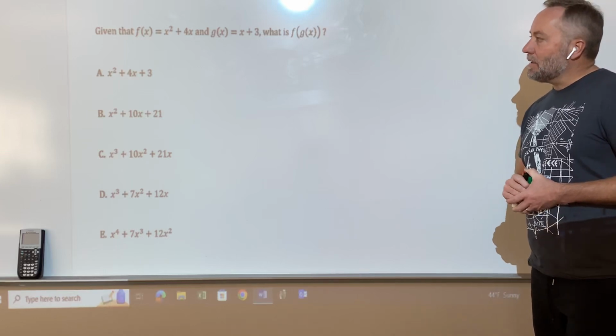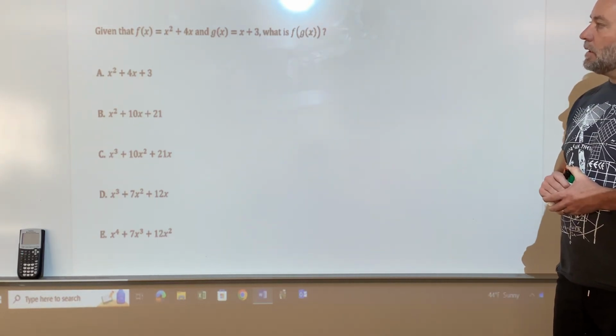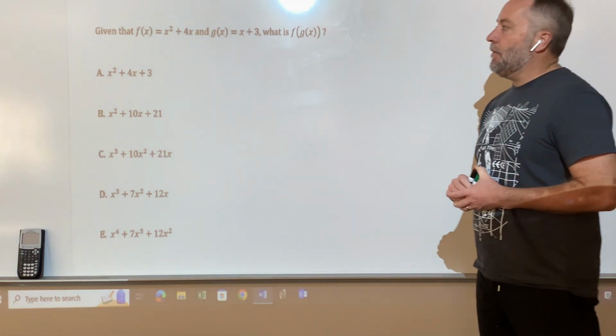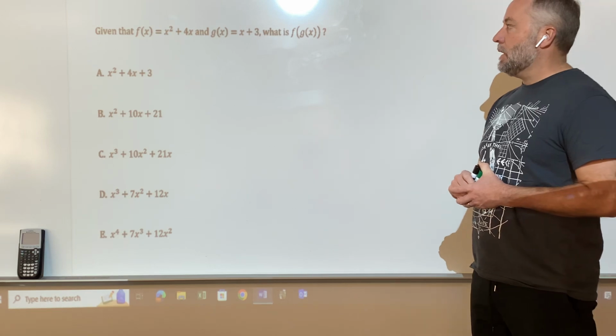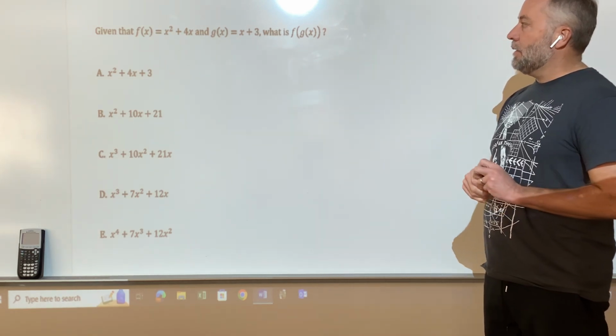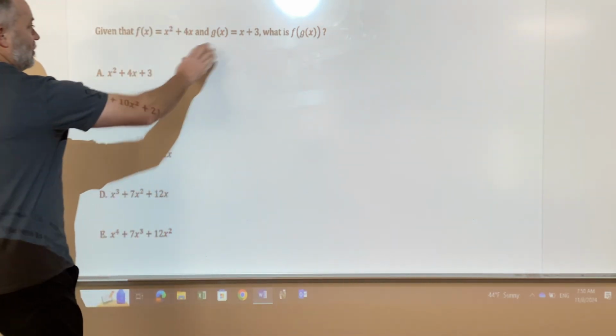This question is asking us to find a function composition, and often the notation can be a little bit confusing here. It says, given that f of x is equal to x squared plus 4x and g of x is equal to x plus 3, what is f of g of x? All right, so we have two different functions. One is f and one is g.